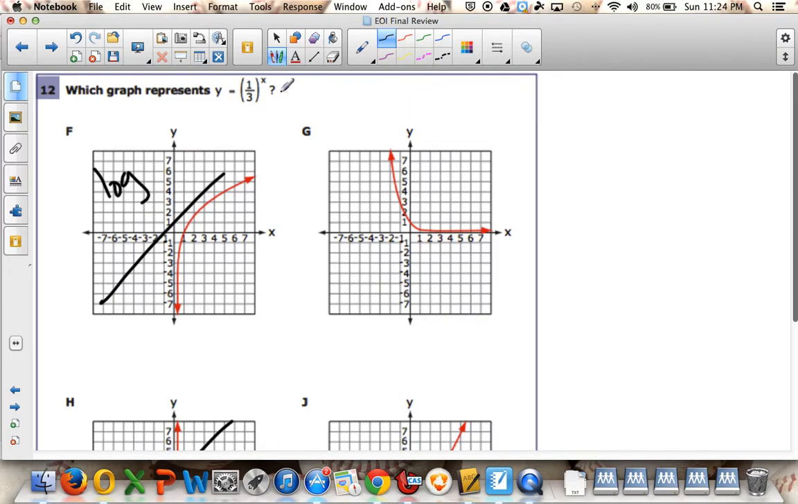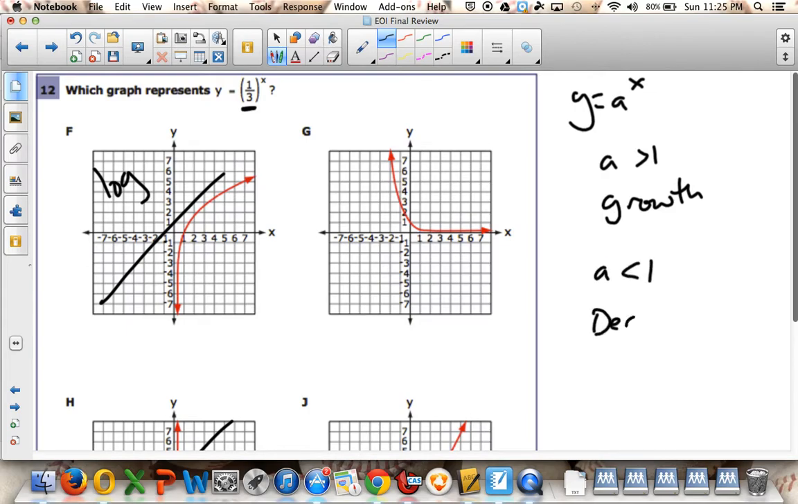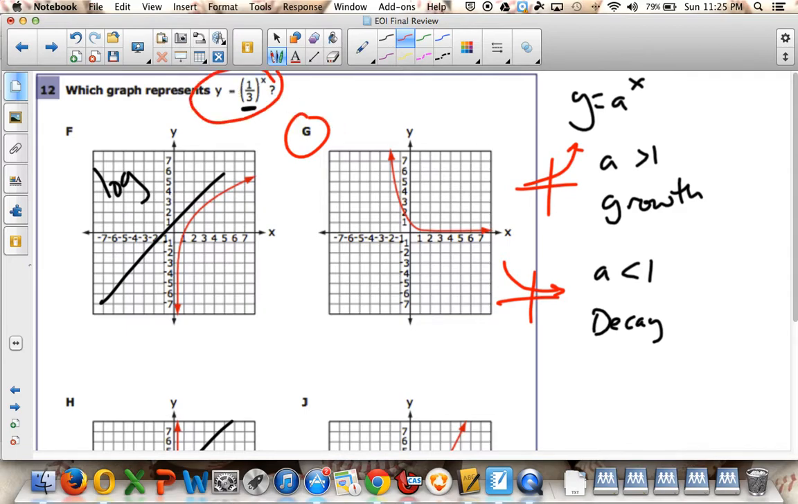Now, the number that is being raised to the exponent tells me whether it's growth or decay. Say y equals a to the x. If a is greater than 1, that is a growth. If a is less than 1, that is a decay. A growth will look like this, and a decay will look like that. So G is going to be my answer. If all else fails, plug it in your calculator and see which one it looks like.